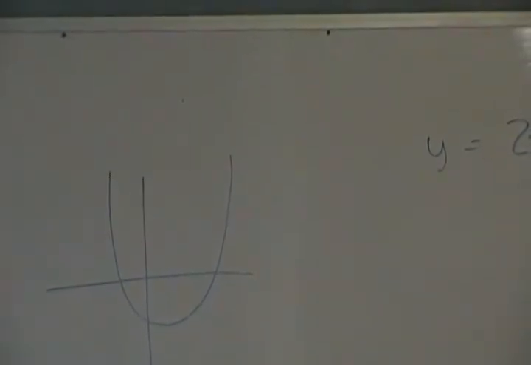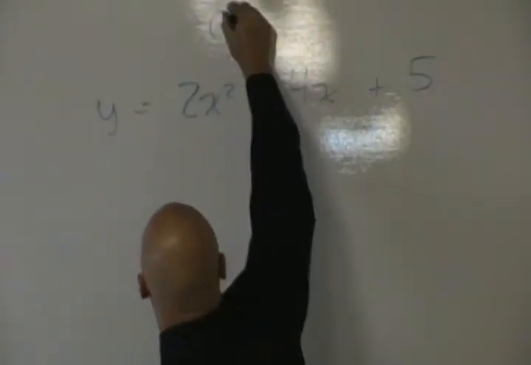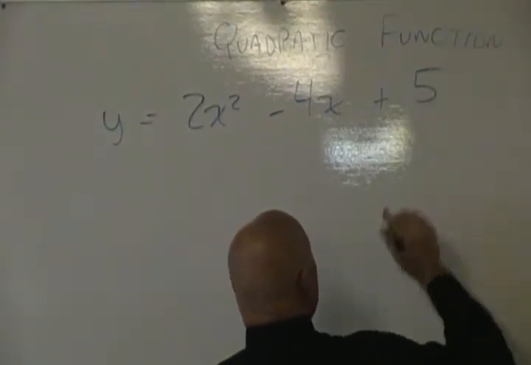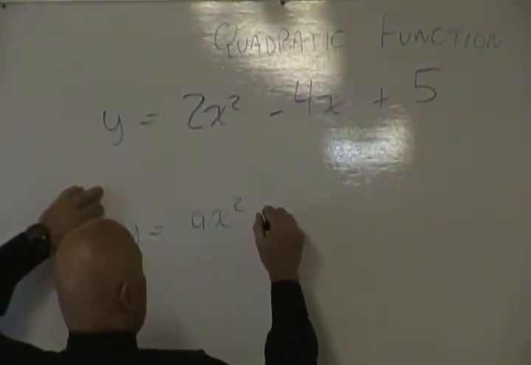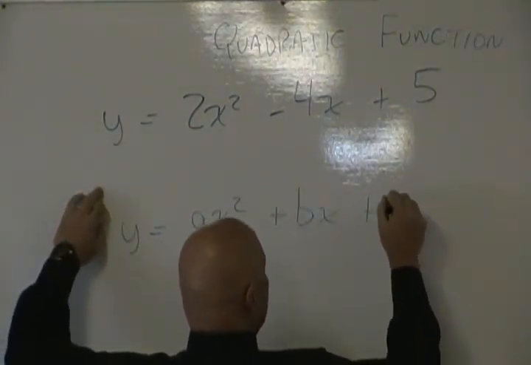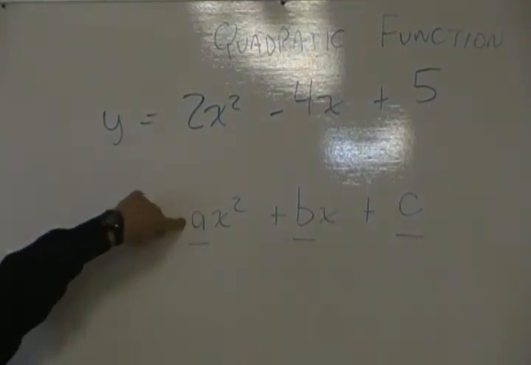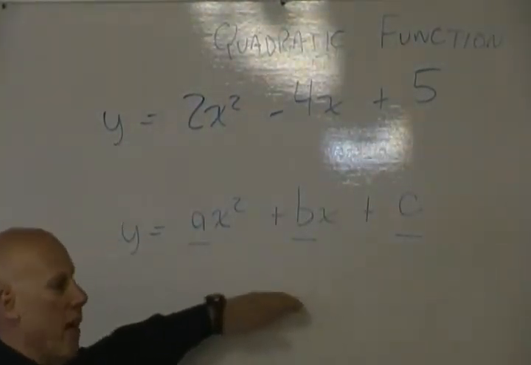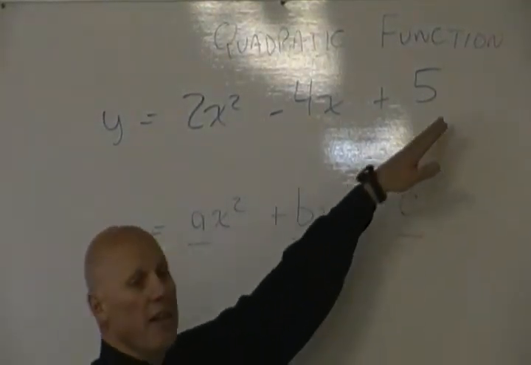If we have a polynomial that is set up in this fashion, where it has an x squared, an x, and a number, this is called a quadratic function. We're going to refer to the number in front of the x squared as a, the number in front of the x as b, and the number out here as c.